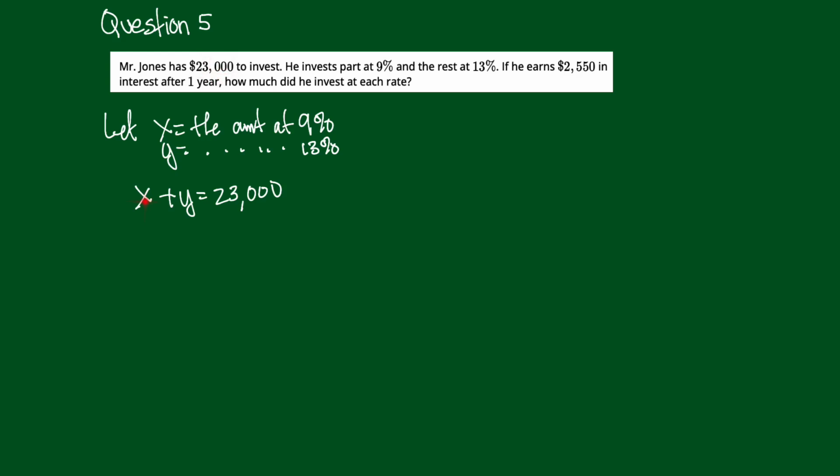How much money do you make off the amount at 9%? Well, that's the amount that we invested at 9%, so that's going to be 0.09x plus, now at 13%, that's going to be 13% times the amount invested at Y, and that's all equal to what? Now this is a sum, so that's a total, and that is 2550.